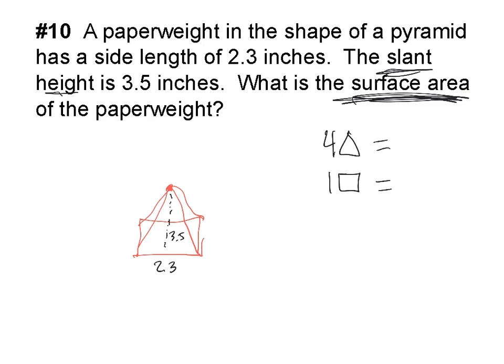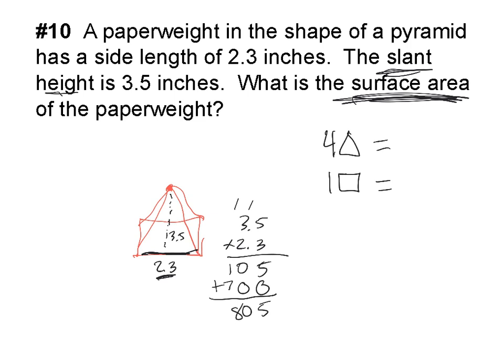Ready? The triangle is going to be the base, right, times the height of this triangle. So 3.5 times 2.3. 3 times 5 is 15. 3 times 3 is 9, plus 1 more is 10. Extra 0. 2 times 5 is 10. 2 times 3 is 6, plus 1 is 7. So I get 805. Now notice I should have 2 decimal places, right? Because this one had 1 and this one had 1. So 8.05. Now remember, it's a triangle, so we have to divide that by 2, right? Don't forget to do that.